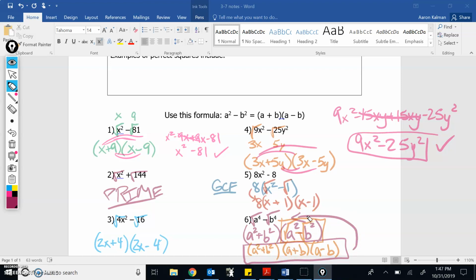Write down what questions you have. The bottom of this page we're going to do in class. I want to make sure everyone understands the beginning part first.